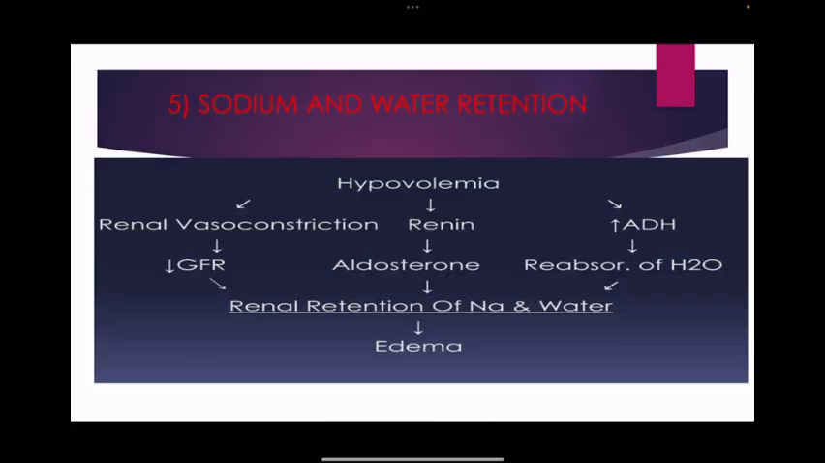Now, sodium and water retention. In hypovolemia, there is renal vasoconstriction which decreases the GFR, ultimately leading to renal retention of sodium and water, thus causing edema.